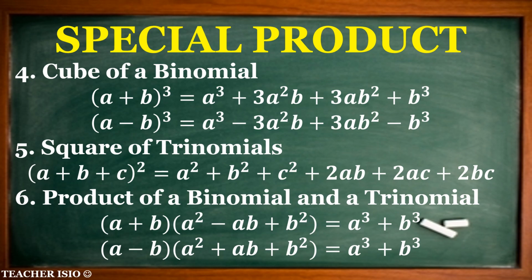Number 5, square of trinomials. If we have given a plus b plus c squared, it is equal to a squared plus b squared plus c squared plus 2ab plus 2ac plus 2bc.